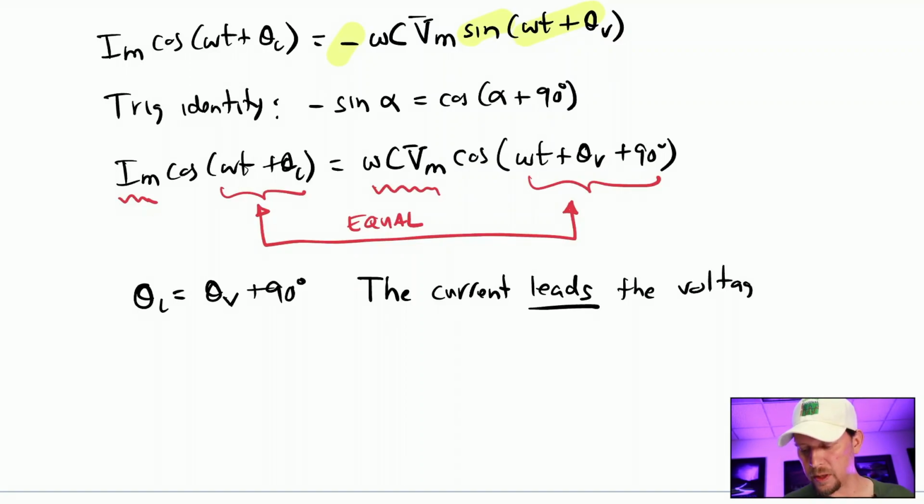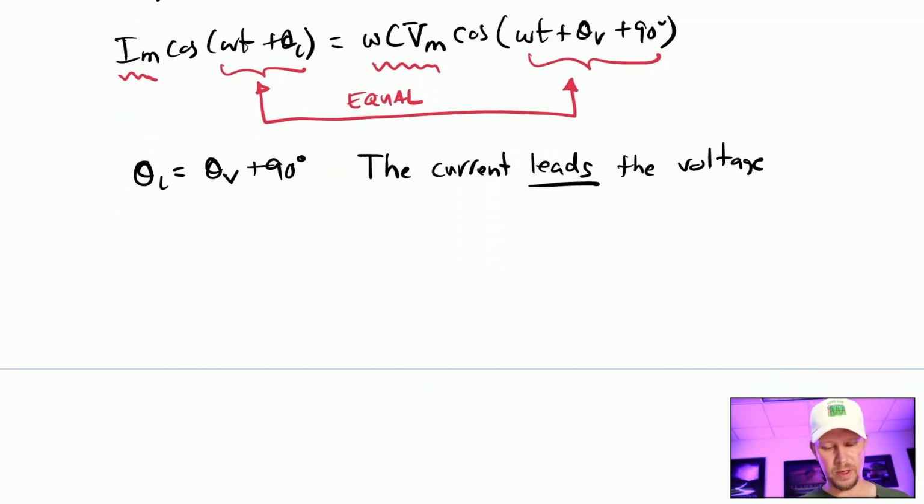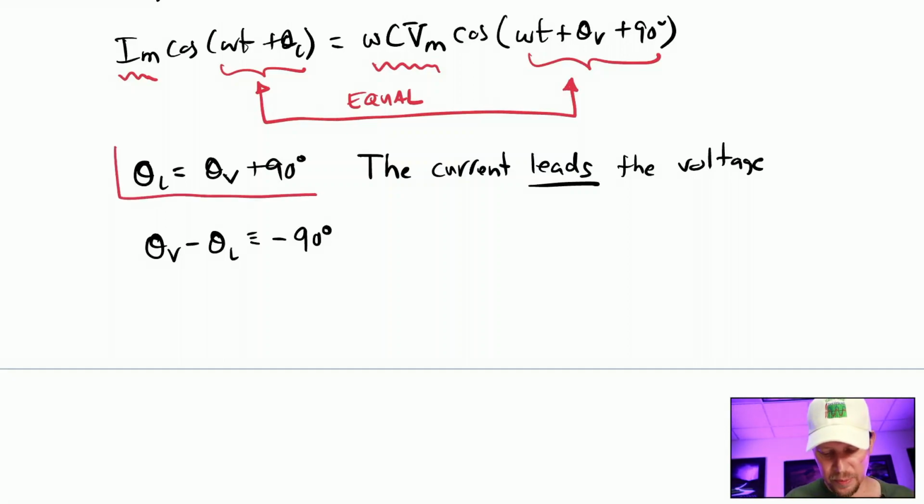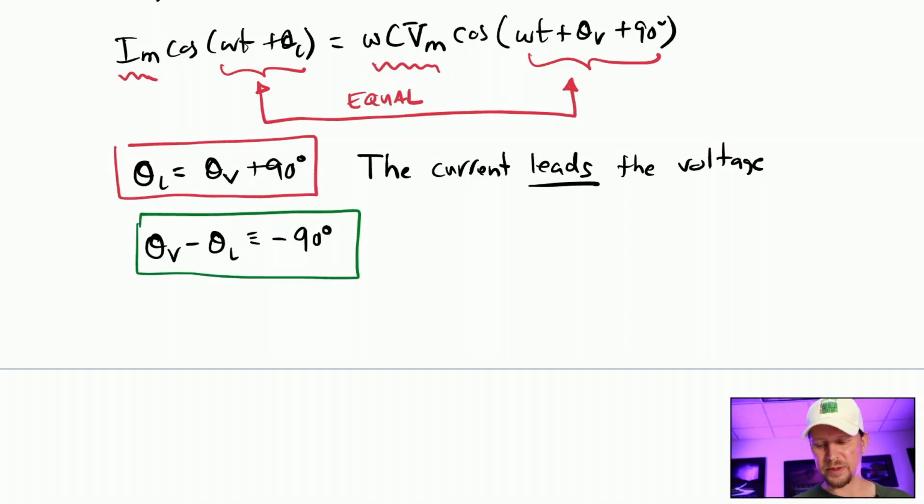This terminology is going to be used over and over and over whenever we're dealing with power systems. On top of that, notice that theta_v minus theta_I, unlike in an inductive circuit where it's positive 90 degrees, is negative 90 degrees for the capacitor. So this one is very important. Let's box this in red. This one itself is important too. Let's box this in green.